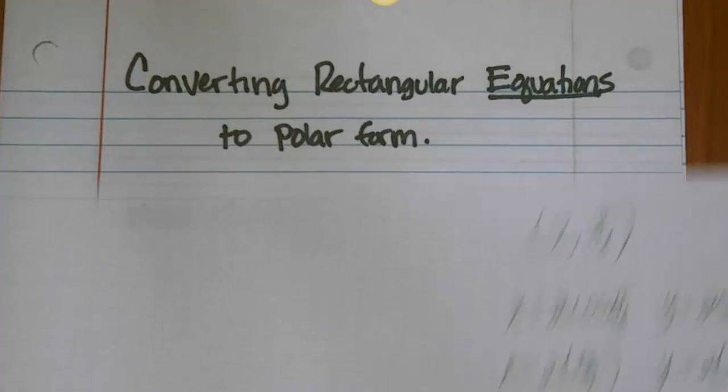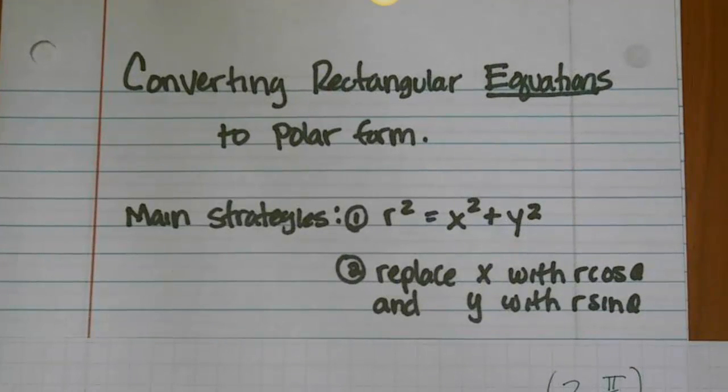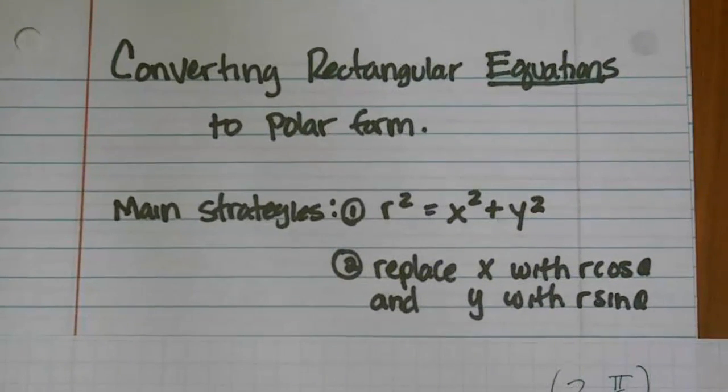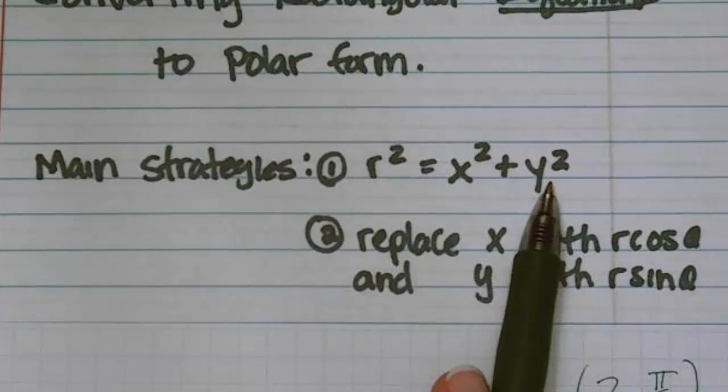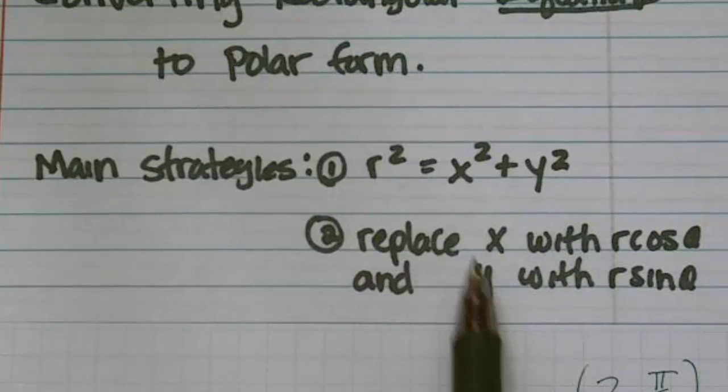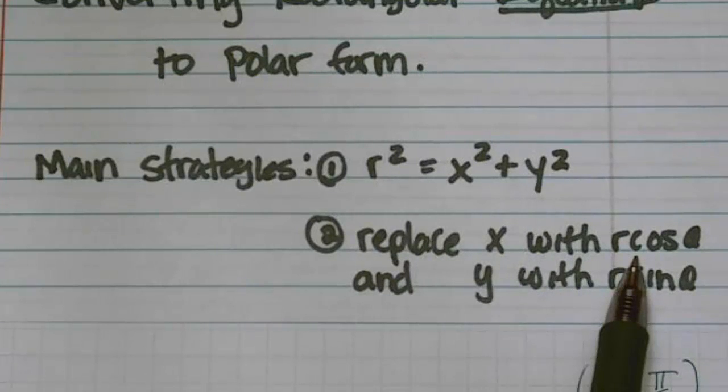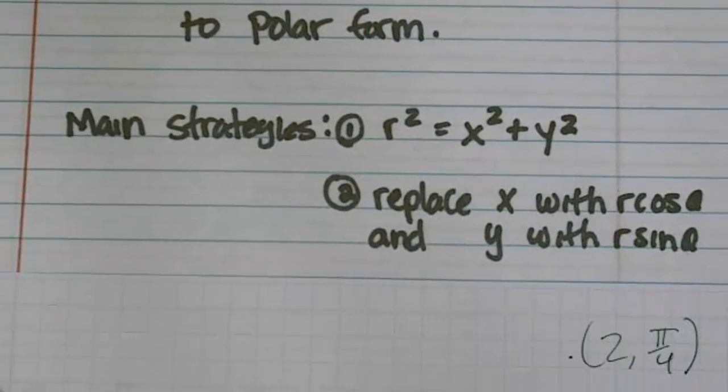All right, so here are going to be your main strategies for converting rectangular equations to polar form. You want to remember that r squared is equal to x squared plus y squared. And then also we would replace an x with an r cosine theta and replace a y with r sine theta. So let's go to our first example.